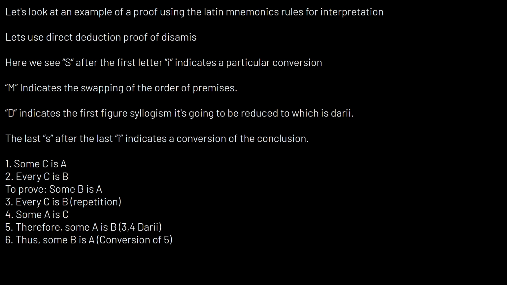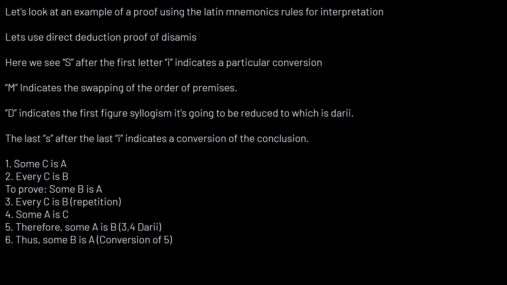Notice that the S after the first premise, or the I, indicates a particular conversion, while M indicates the swapping of the order of premises. D indicates that, obviously, it's going to be completed by Darii, and then the S after the last I in the end indicates a conversion of the conclusion. So it goes like this. Some C is A, every C is B.